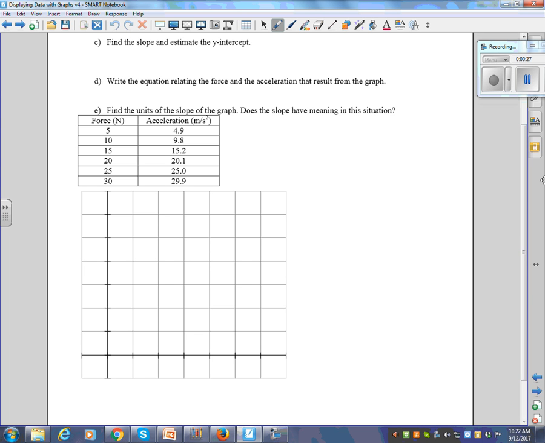So we're going to go 0, 5, 10, 15, 20, 25, 30, and this is going to go up by, looks like the same thing. Oh no, 0 there. 0, 5, 10, 15, 20, 25, and 30. And we got 5 and 4.9 is right there. 10 and 9.8. It seems to be going up by the same amount each time, doesn't it? 15.2, oh, slightly above. 20 and 20.1 is right there.